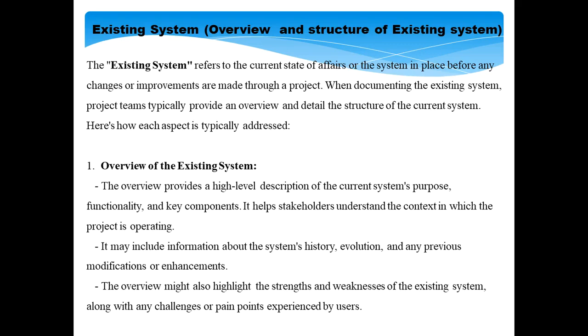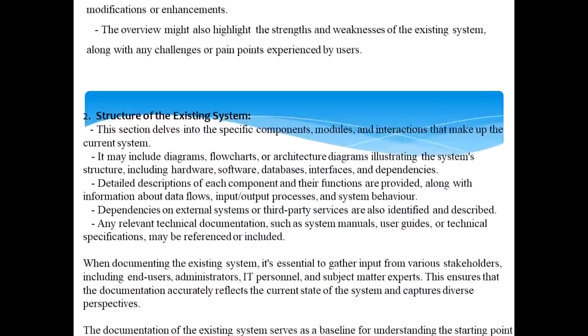It may include information about the system's history, evolution, and any previous modifications or enhancements. So, the overview might also highlight the strengths and weaknesses of the existing system, along with any challenges or pain points experienced by users. So, the overview here, remember the key point is that you highlight the strengths and weaknesses of the existing system.